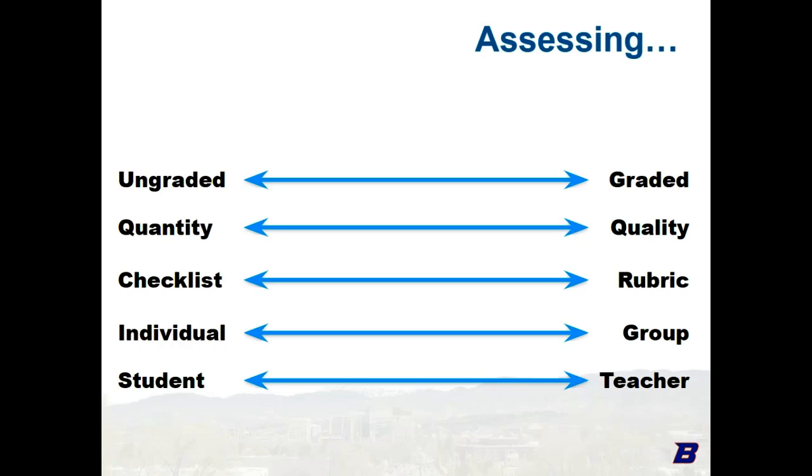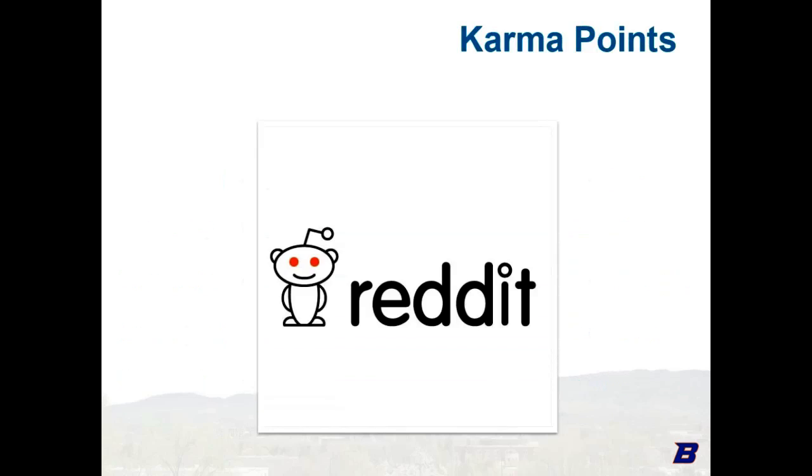And then when assessing, be thinking about everything from graded, ungraded, quantity versus quality. Sometimes people have really detailed rubrics. Sometimes a checklist, or a scale of 3 points, right? You get 3 if it's excellent, 2 is proficient, 1 needs improvement, 0. So lots of different ways. Back to this, you can have the student self-assess or the teacher can assess. You can do it at an individual or group level.